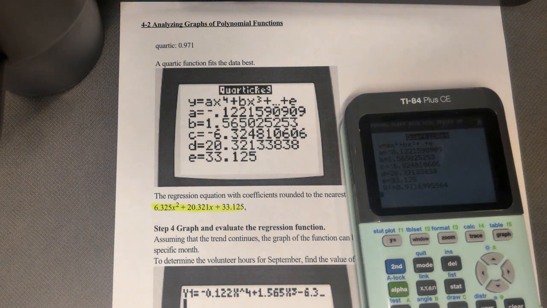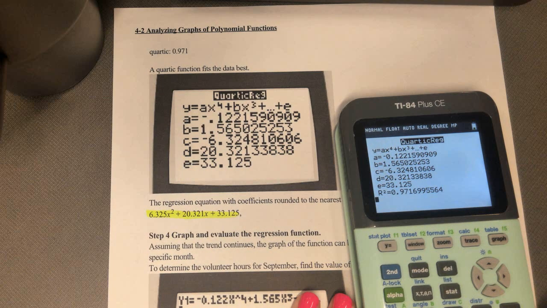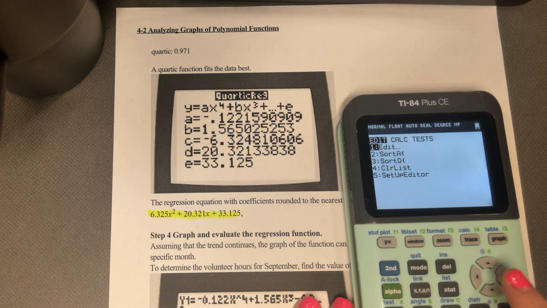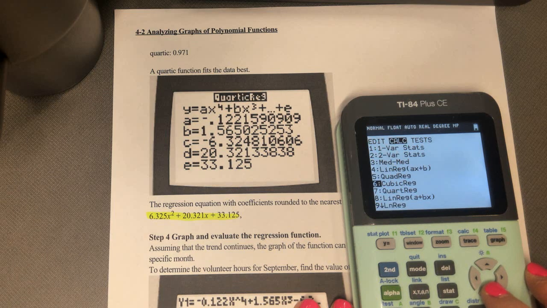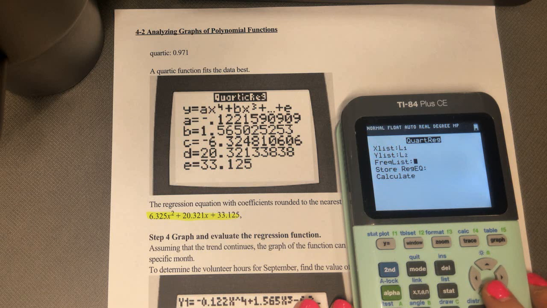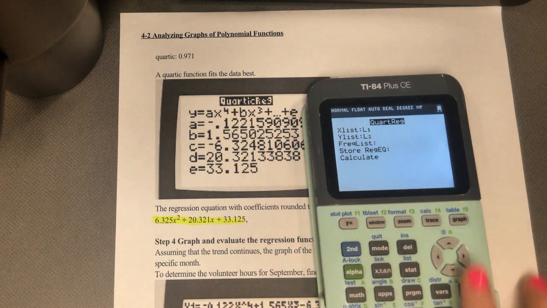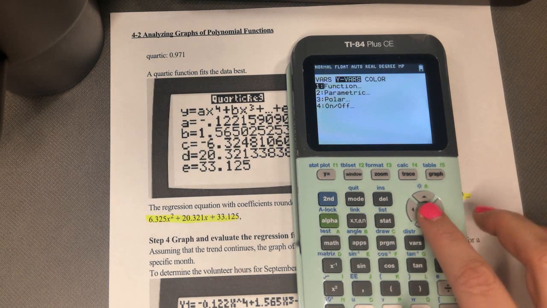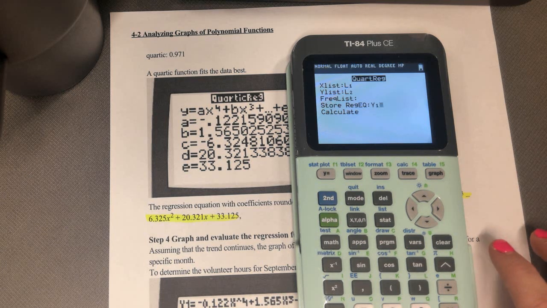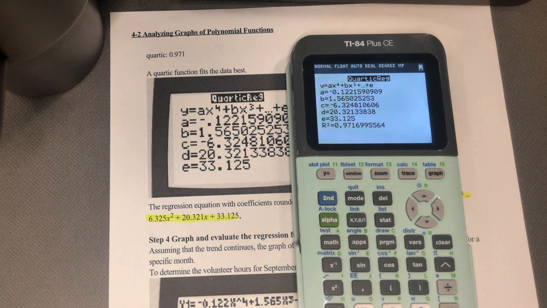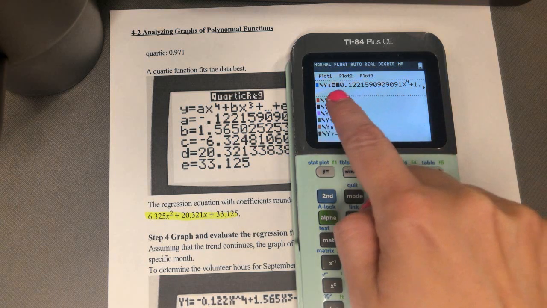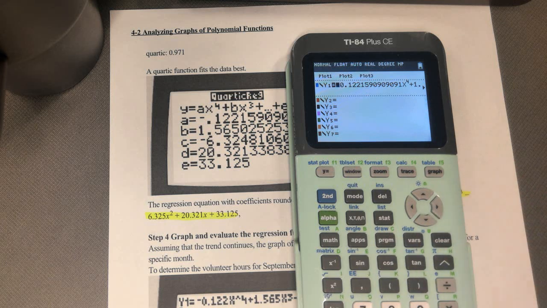Now on your quiz, when you have to round, you can decide how you want to round this. So if you want to find the exact value, you're just going to go back to Stat, arrow over to Calc, do QuartReg, because that's what we're going to use. And then if you want to find the exact one, you can go to Vars, arrow over to Y-Vars, Function, and then when you go to calculate, this should be in your y equals. Look how long the decimal is there. So this is finding the exact value.